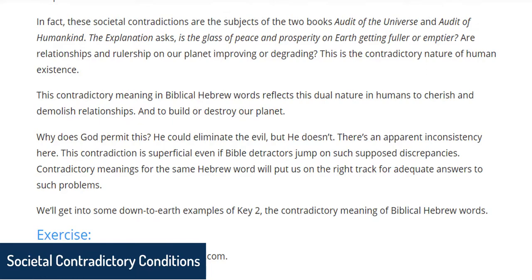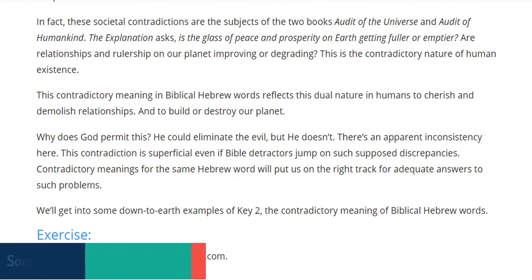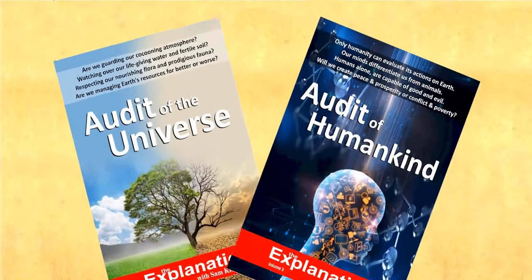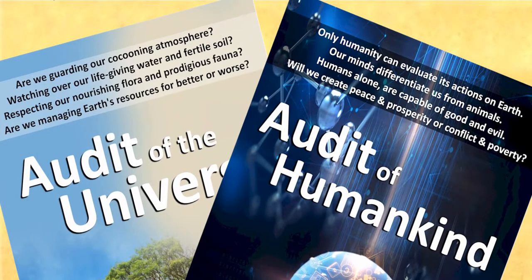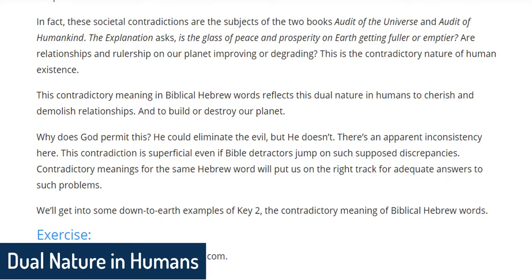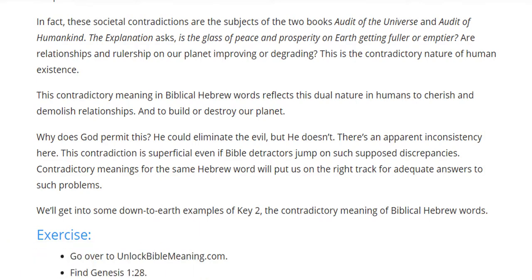In fact, these societal contradictions are the subjects of the 2 books, Audit of the Universe and Audit of Humankind. The explanation asks, is the glass of peace and prosperity on earth getting fuller or emptier? Are relationships and rulership on our planet improving or degrading? This is the contradictory nature of human existence. This contradictory meaning in biblical Hebrew words reflects this dual nature in humans to cherish and demolish relationships, to build or destroy our planet. Why does God permit this?